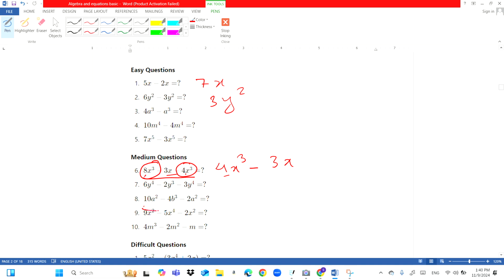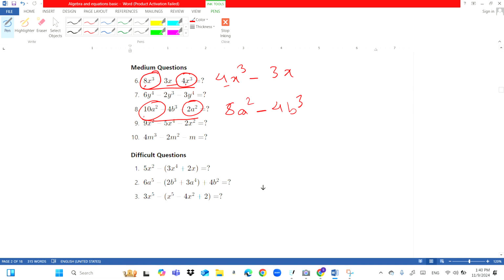Now let's talk about this one. Which one has the same base and same power? This one and this one. So it is 10a square minus 2a square. So it's going to be 10 minus 2. It's going to be 8a square. And what is left? Minus 4b cube is left.